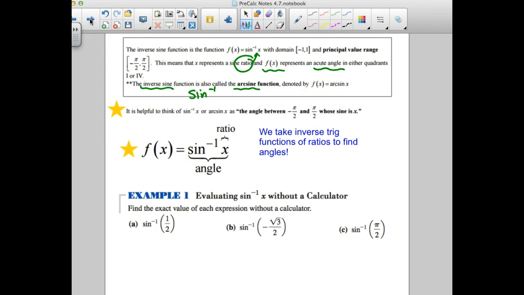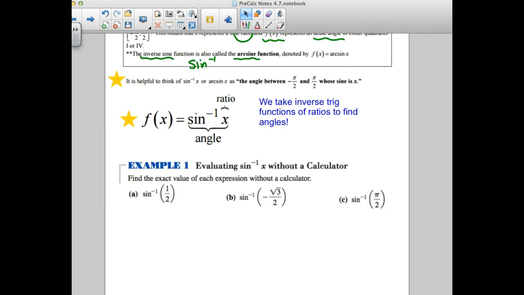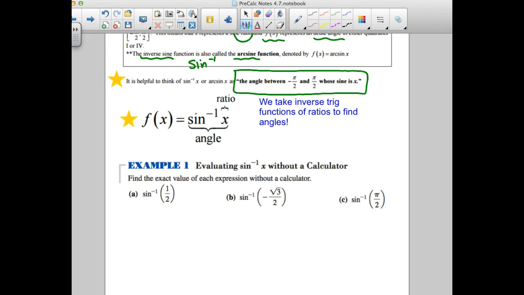Some people prefer to use arc sine instead of having that sine with a little -1 exponent, just because it's a little cleaner. All right, so when you are evaluating inverse trig functions, you want to be asking yourself this right here. So highlight this, put a circle around it, do something. So we're saying that inverse sine of x, or arc sine of x, means we are looking for the angle between -π/2 and +π/2, whose sine is x.